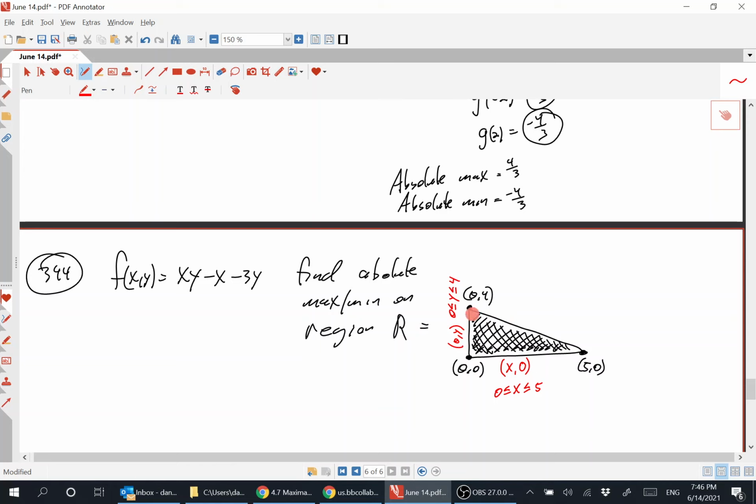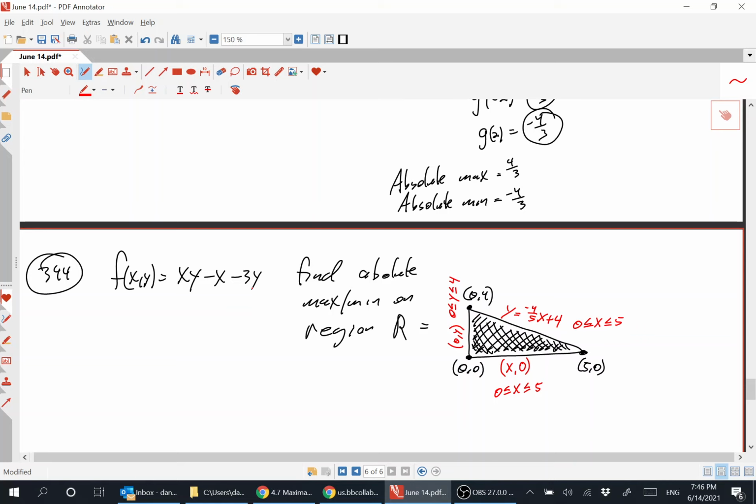And then along the slant here, well, what's this line? Let's just write it. y is mx plus b. So slope, rise over run, minus 4/5 x plus 4, 0 less than or equal to x less than or equal to 5. Right, so along the slant here, you have y is minus 4/5 x plus 4, 0 less than or equal to x less than or equal to 5. So we'll eliminate the y in that case, and it's no big deal because the function's pretty simple, whichever one you eliminate.